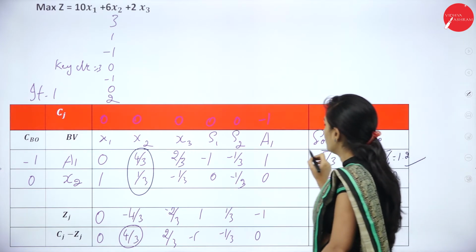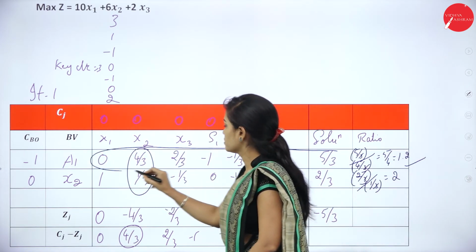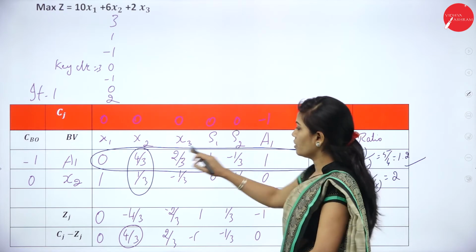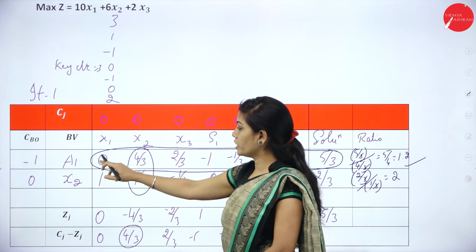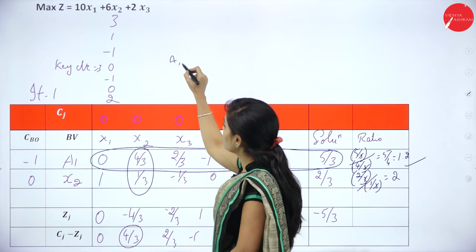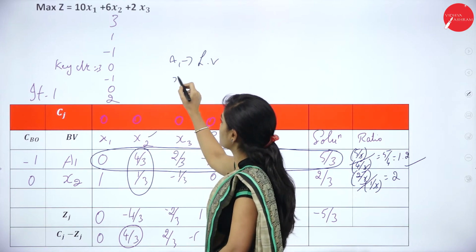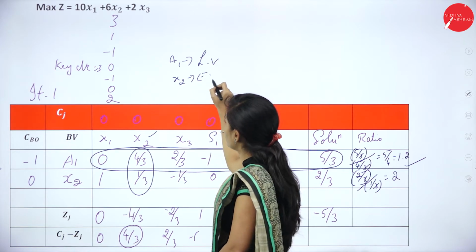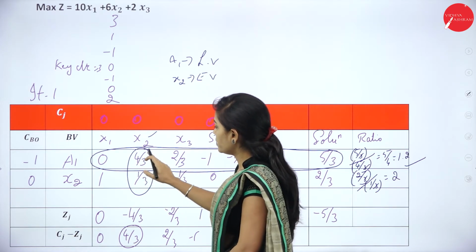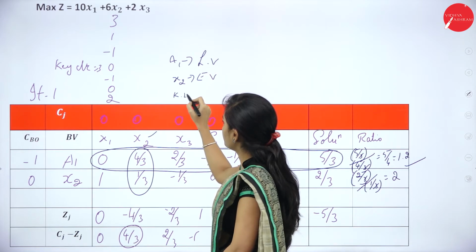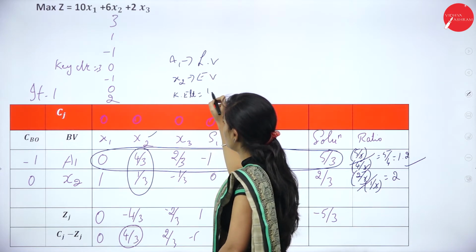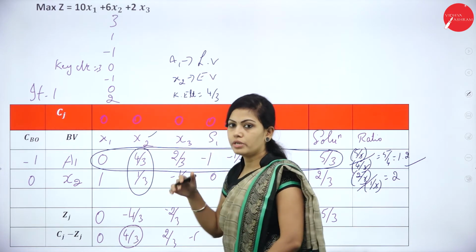So this is my key row. Key row is A1, so you can observe this. Here A1 is my leaving variable and the entering variable is x2. x2 is my entering variable and the key element is 4 by 3. Key element is equal to 4 by 3 for the next iteration.